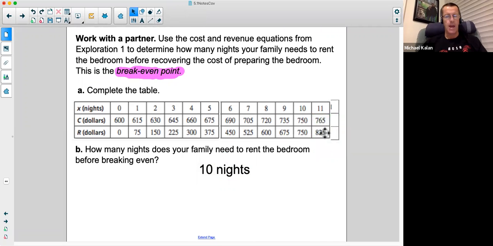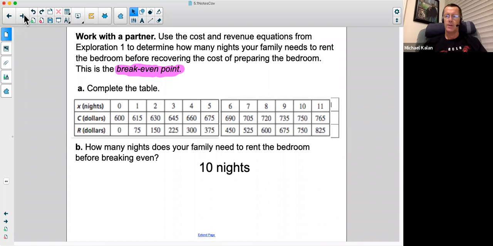What happens after that? Well, then that's what you really want, right? You want your revenue to be more than your cost. That means you're rolling in the dough, right? You're bringing the money in every single night. What's your profit per night at that point? Yeah, hopefully you said $60, right? 60 bucks every night. How cool is that? Little extra income for your family. Nice. Okay.